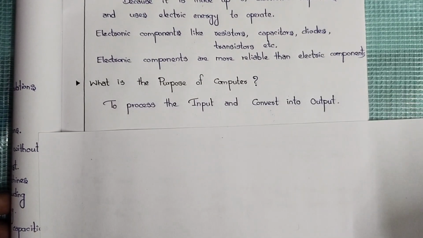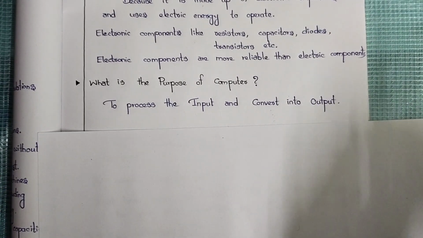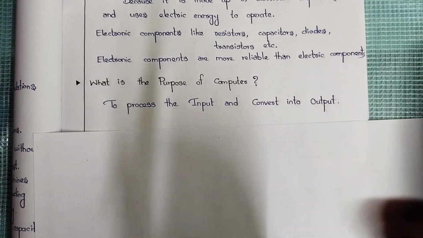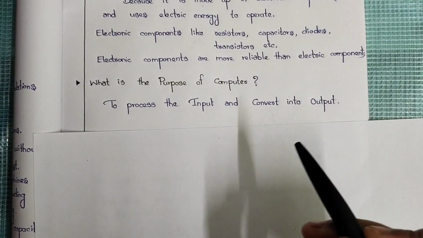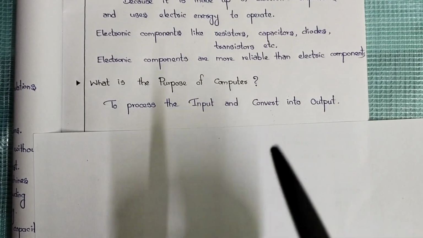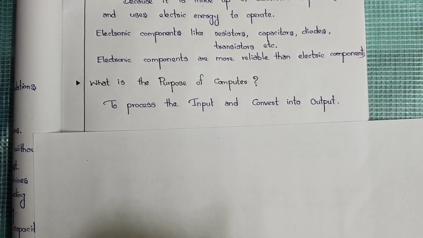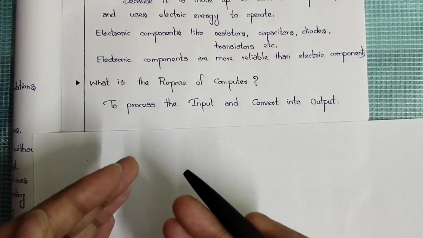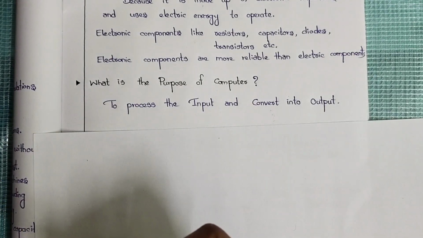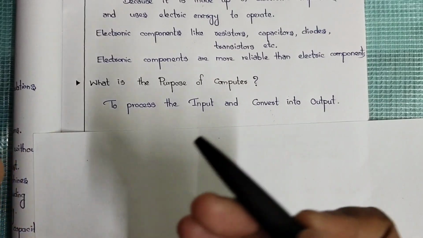Okay, what is the purpose of the computer? The purpose of the computer is to process the input and convert it into the output. So what is this input and what is this output? This input is something that we are giving to the computer. Let's say it's data. We give the computer a raw input, any form of data which is raw input.